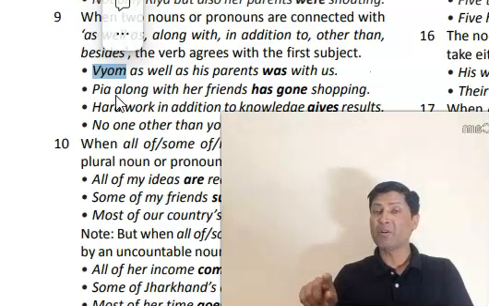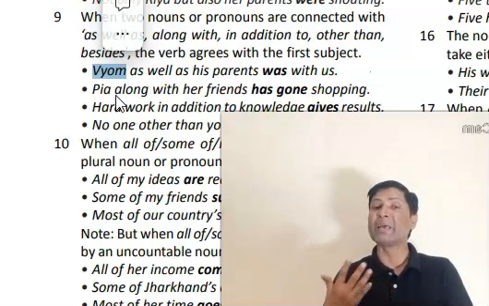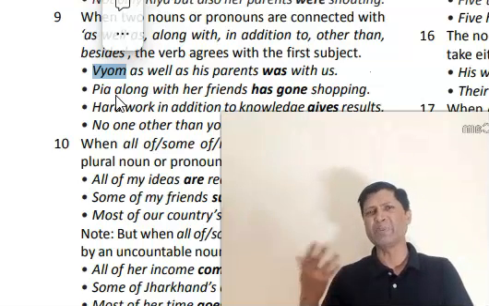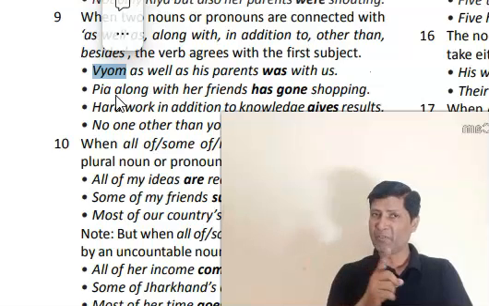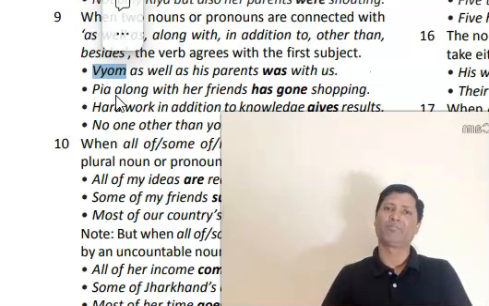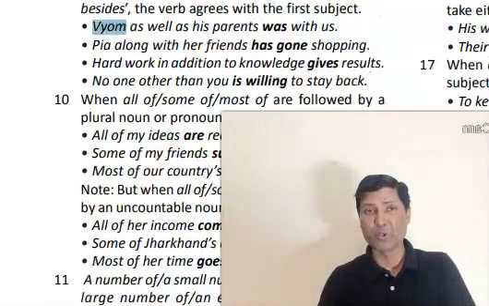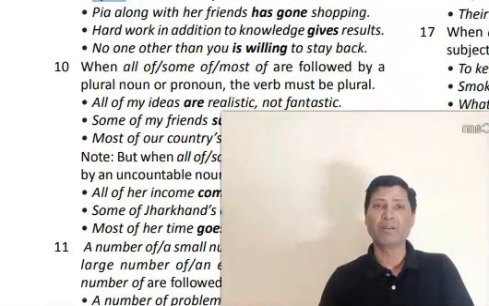In place of Vyom, I write "we as well as his parents", or I write "they as well as his parents". Let "his" be anyone. Then the verb will change according to this noun. Clear? Next, moving on to rule number 10.